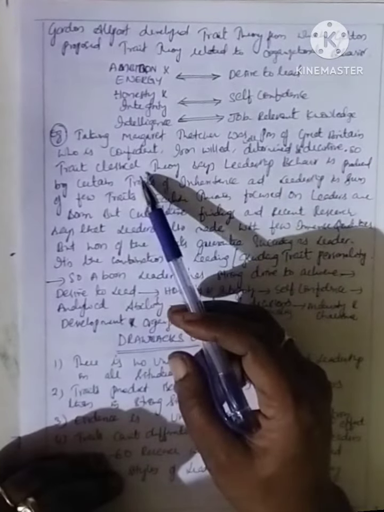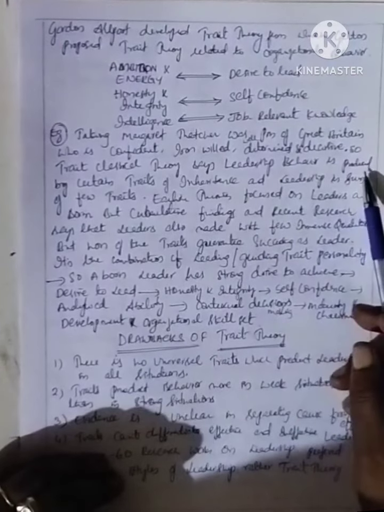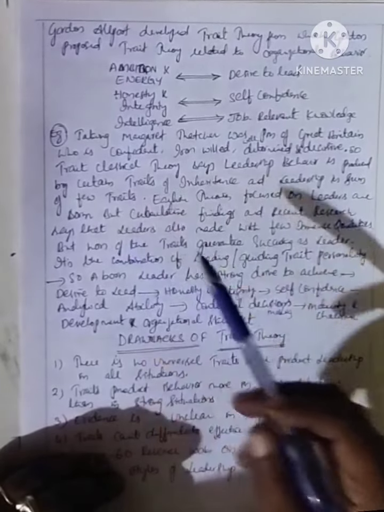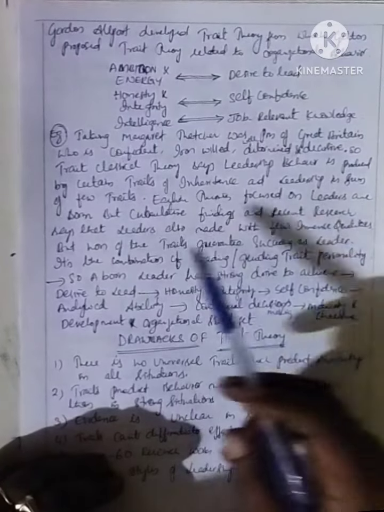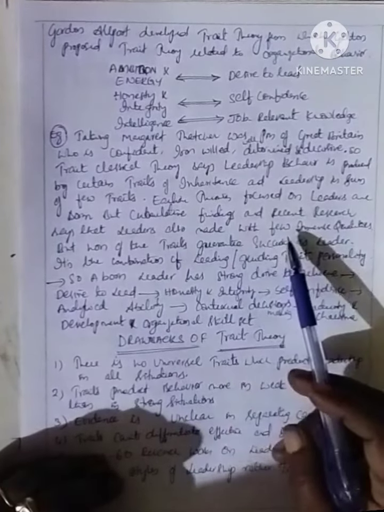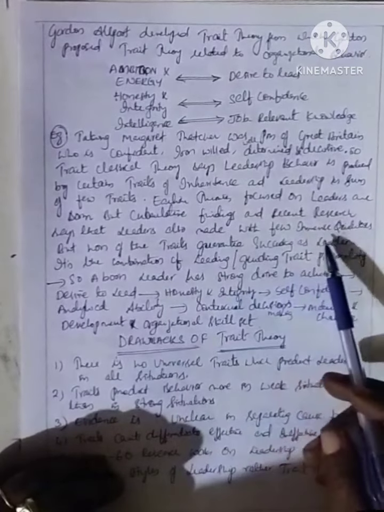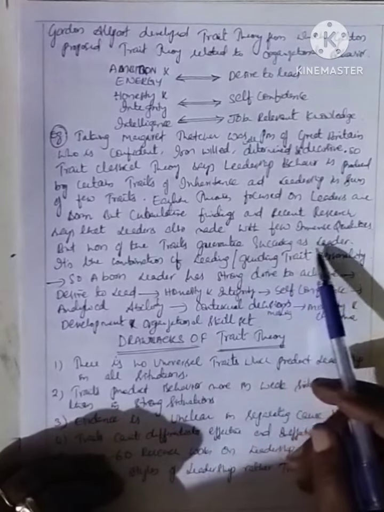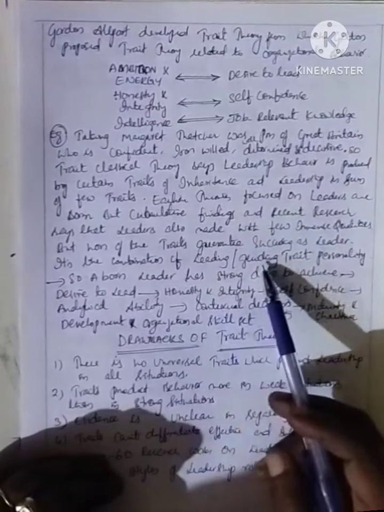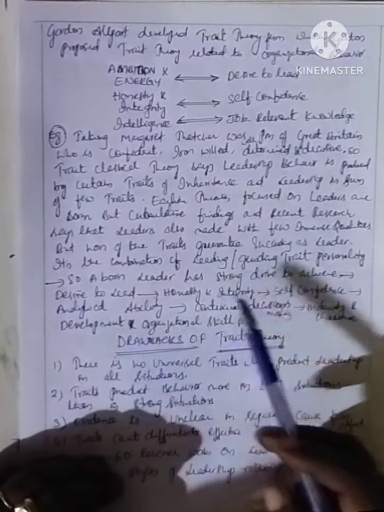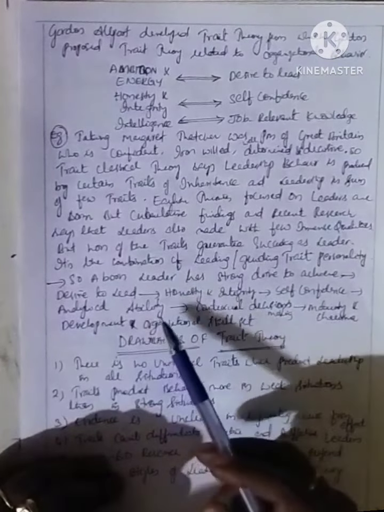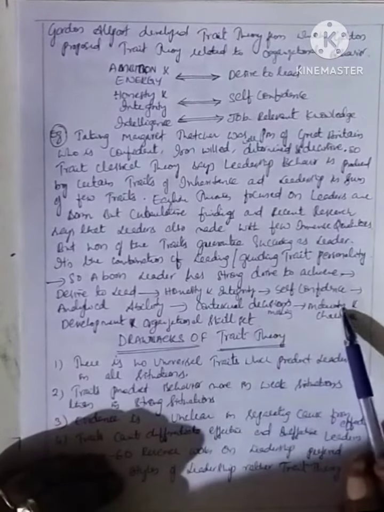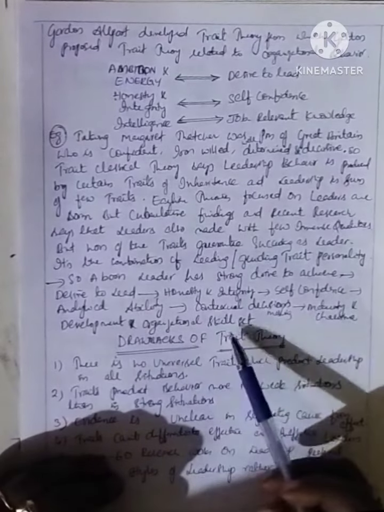So, the classical trait theory says leadership behavior is produced by certain inherited traits, and leadership is the sum of all these traits. Earlier theories focused on leaders being born, but cumulative findings and recent research say that leaders are also made. With a few immense qualities of leadership, none of the traits guarantees succeeding as a leader. It is the combination of leading or guiding trait personalities. So, a born leader has a strong desire to achieve, desire to lead, honesty and integrity, self-confidence, analytical ability, contextual decision making, maturity and charisma, development and organizational skill set.